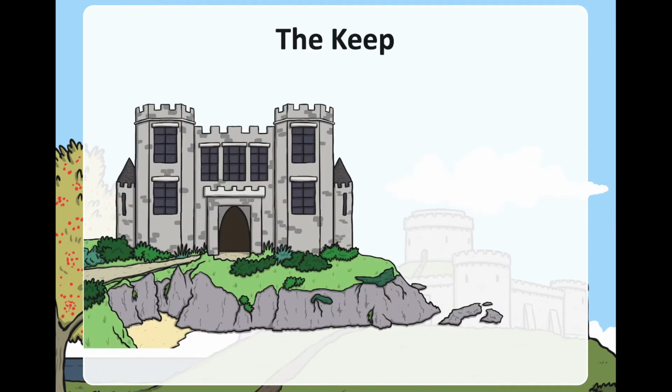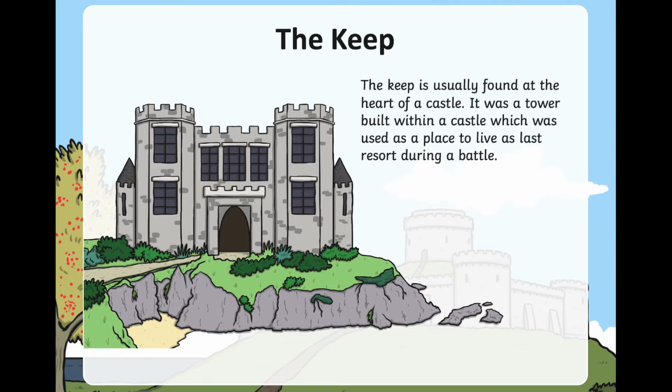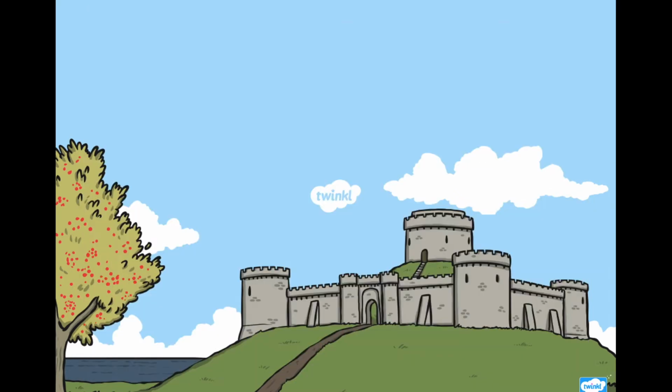The keep. The keep is usually found at the heart of a castle. It was a tower built within a castle which was used as a place to live as a last resort during a battle. So if the battle was getting really bad and the enemies were coming and they'd got over your moat, in through the drawbridge, past your portcullis, they'd run across the bailey, the keep was the place where you would go to keep you the safest.